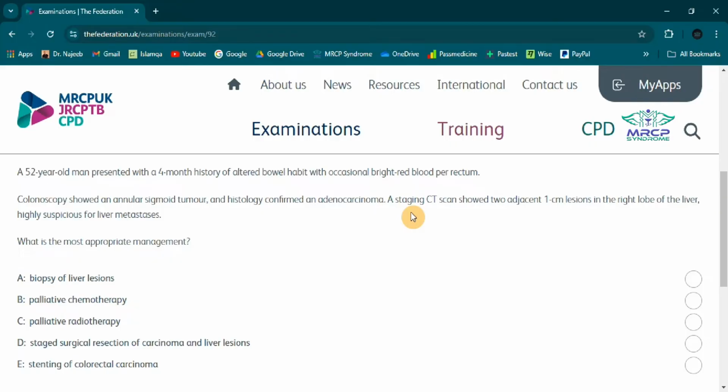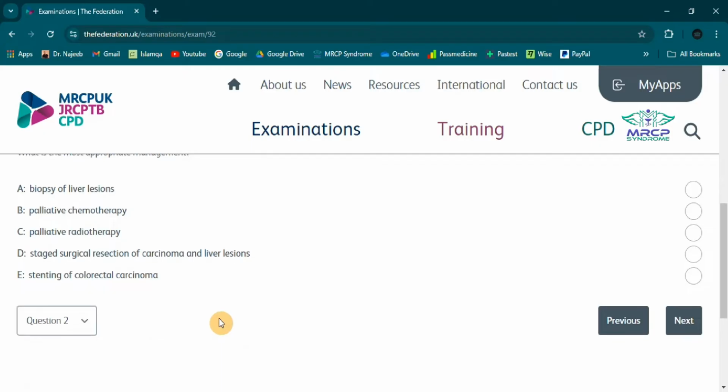So this factor would depend on the patient's overall health, the extent of liver disease, the complexity of the surgery, and also the response to any neoadjuvant therapy. So we can either go for simultaneous resection or we can go for staged resection. But since this is resectable, the highest degree of outcome can be achieved through the staged surgical resection of carcinoma and the liver lesions.